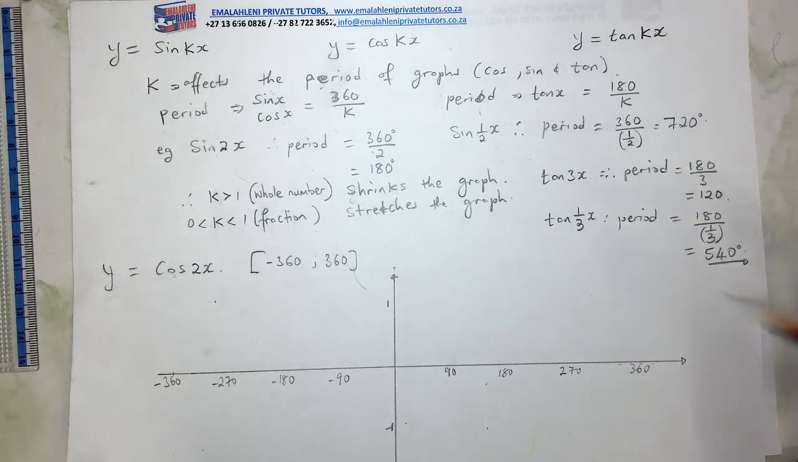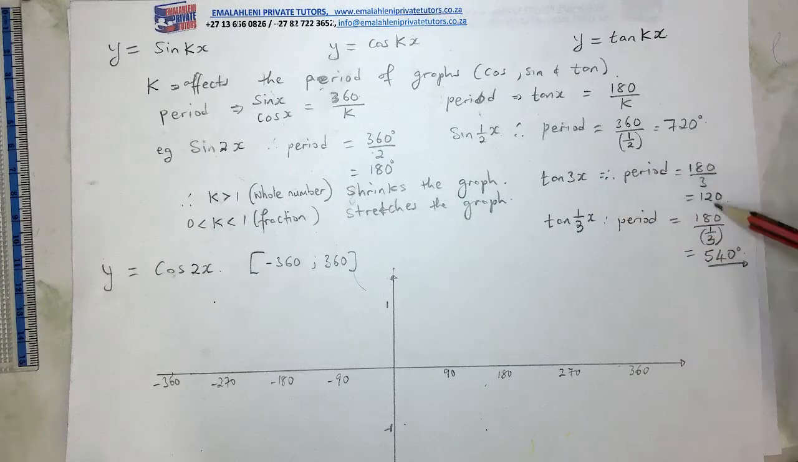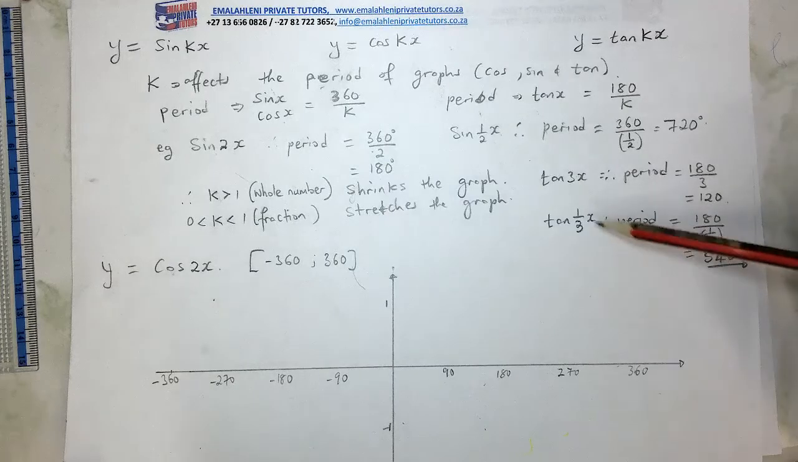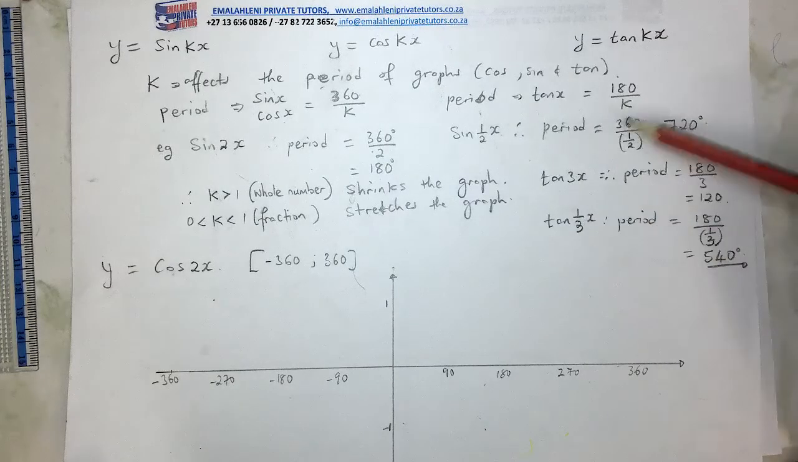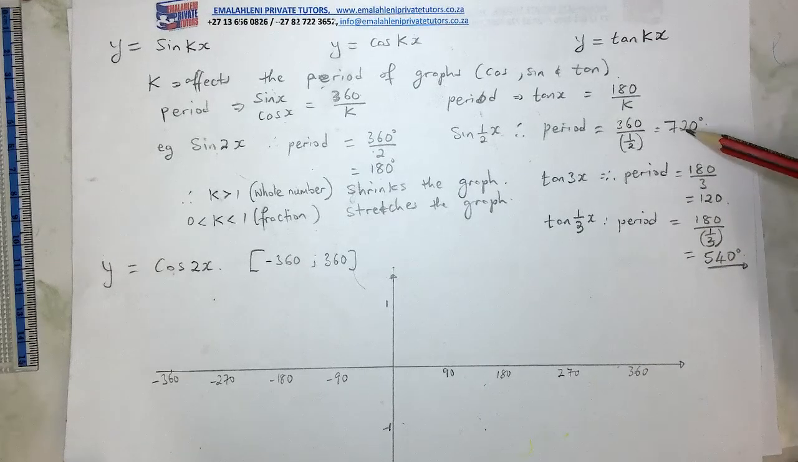As you can see here, if we say tan 3x, we are shrinking the period from 180 to 60, and here from 360 to 180. But when it's a fraction, like a third, the period actually triples to 540. And here it doubles the period to 720 when it's a half.